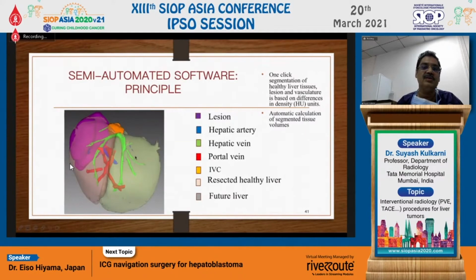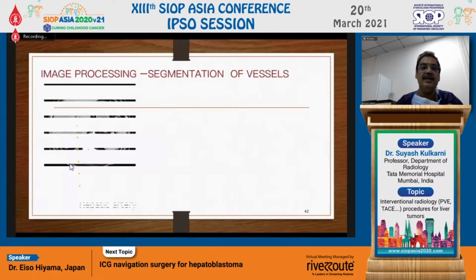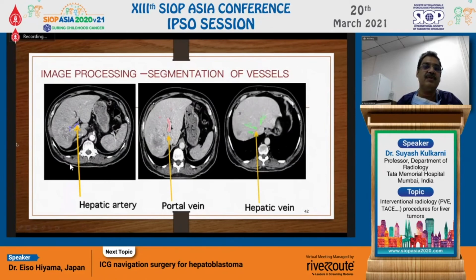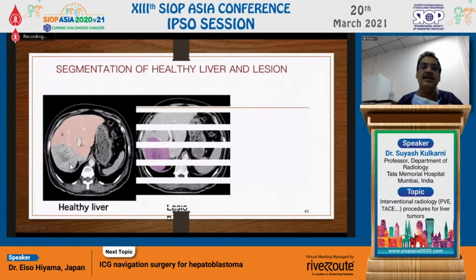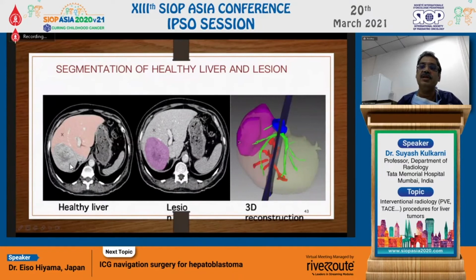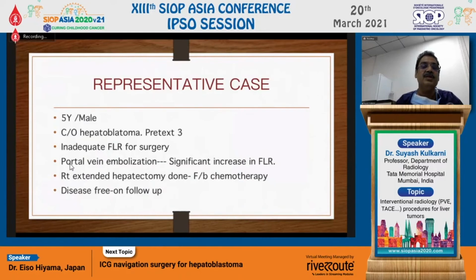Here we use software called Miriam for auto segmentation of the various hepatic vessels and biliary radicals. This is how the auto segmentation is done for the arterial, venous, and biliary systems. We assess the healthy liver, the tumor, and the potential plane of resection with the future liver remnant. For example, in this patient we were planning to subject the patient to surgery, but there was inadequate FLR, so this patient was subjected to portal vein embolization.